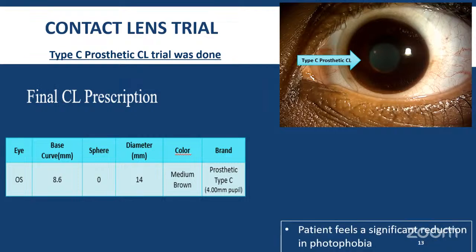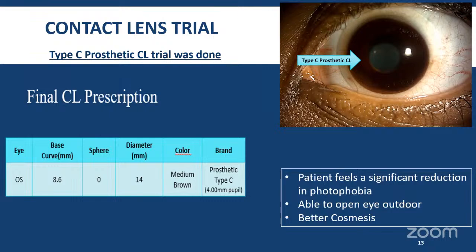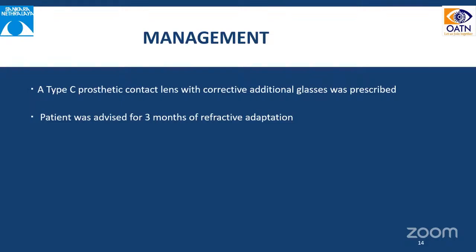Following the trial, the patient felt a significant reduction in photophobia. He was able to open his eyes outdoors, and better cosmesis was obtained. The patient was prescribed a combination of prosthetic Type C contact lens and corrective addition glasses, and he was advised to come for follow-up after three months.